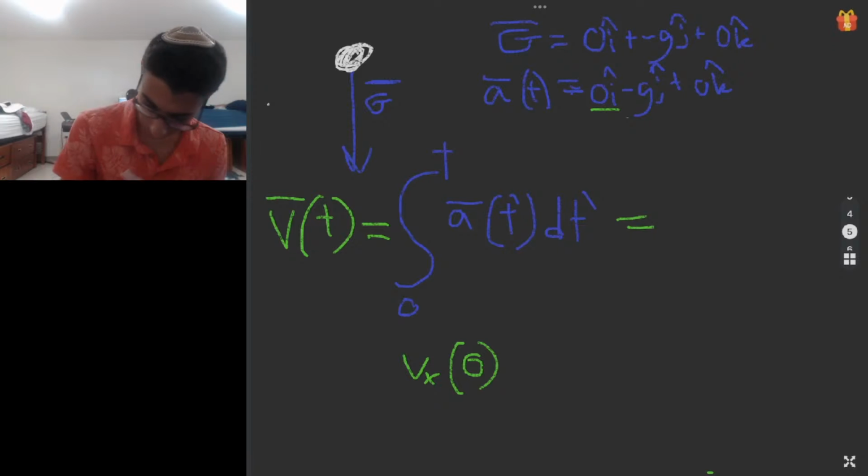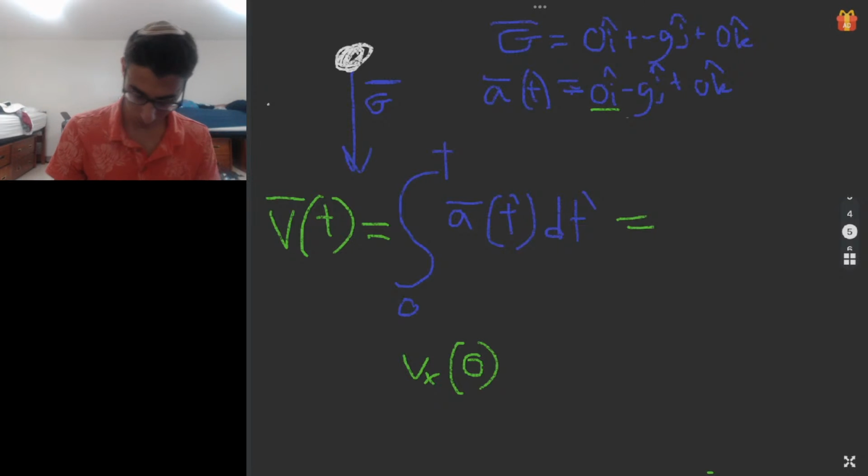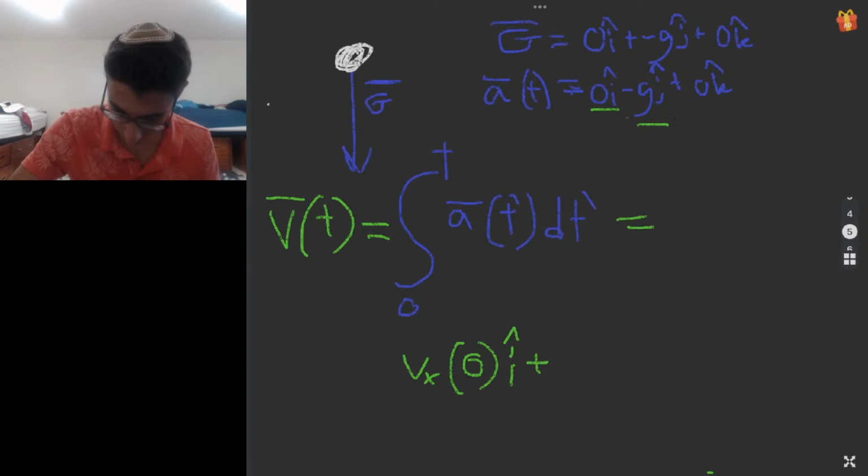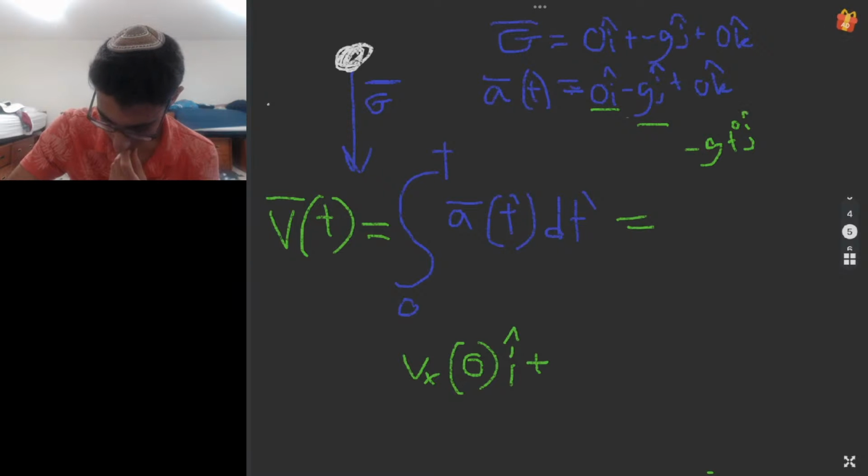So the velocity with respect to time equals v sub x at time 0 times i hat plus, I'm going to say plus for now, and now this is the real tricky thing. So negative g times j hat. That's the same thing as saying negative g times t to the power of 0 j hat. So j hat's going to be the same, so we're going to add 1 to the power of t, so we'll have negative g times t to the power of 1.